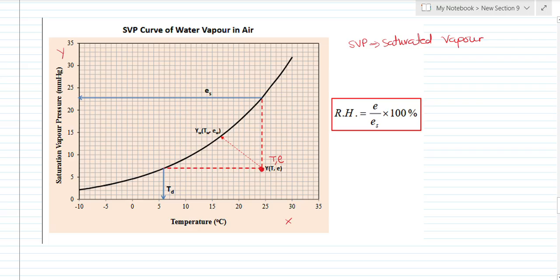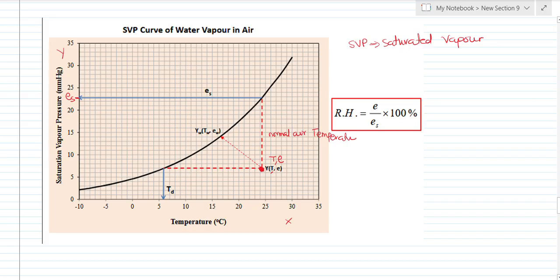Now, when I trace the temperature at this point to touch the SVP curve, the corresponding y coordinate is what? My saturated vapor pressure. In that case, the temperature that I use to get my saturated vapor pressure is the normal air temperature. Normal air temperature. Are you okay? Normal air temperature.